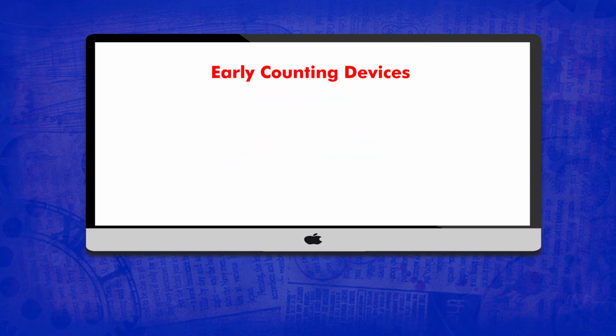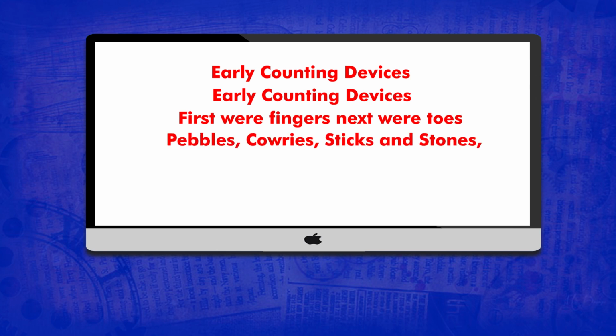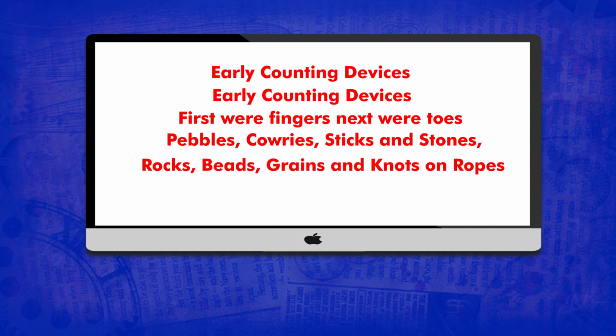Early counting devices, early counting devices. First were fingers, next were toes, pebbles, cowries, sticks and stones, rocks, beads, grains, and nuts on ropes. Woo! Awesome.